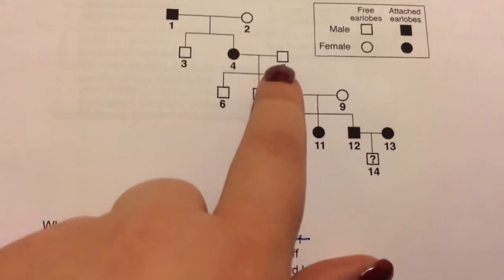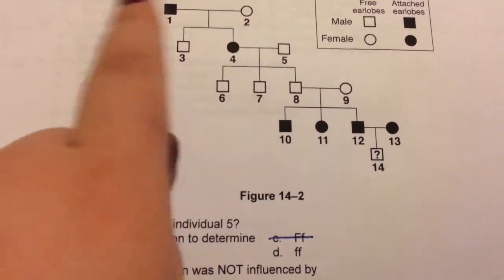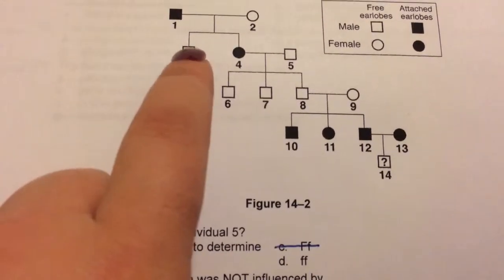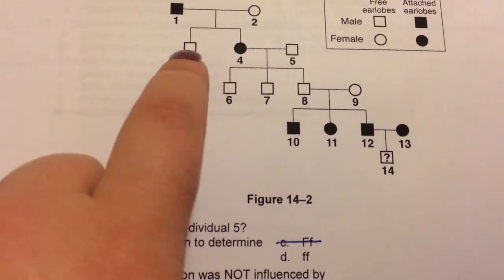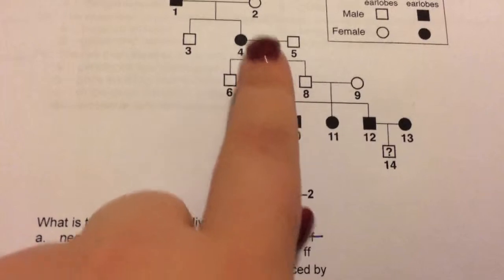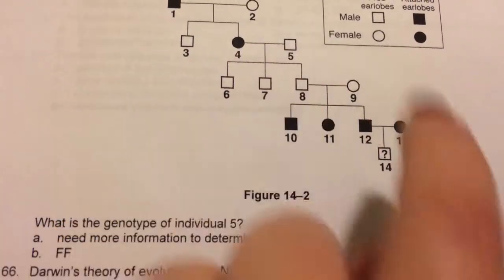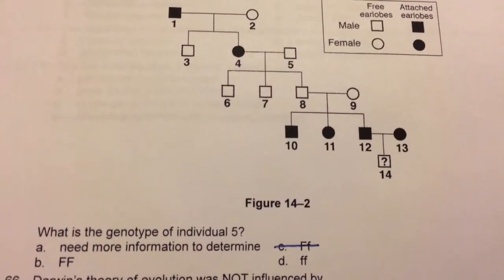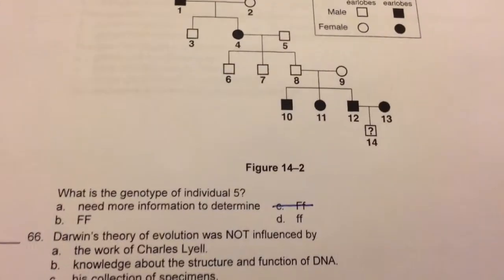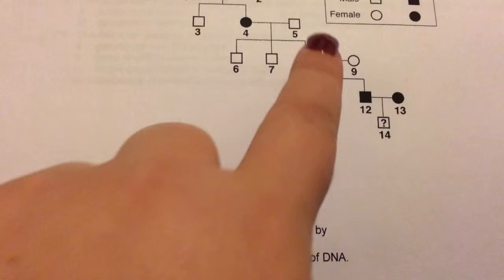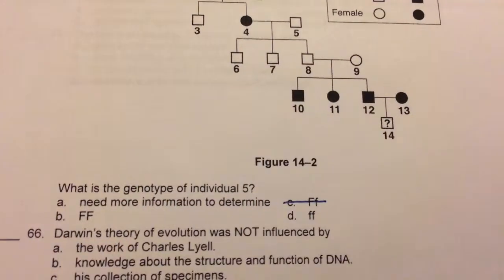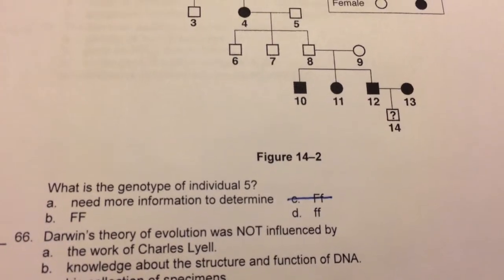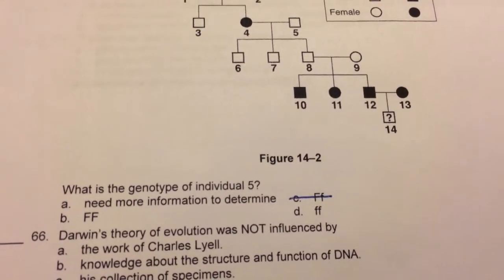So number 5 here. So we have 1 and 2, and they have their parents, and they have 3 and 4. And then 4 gets married and has 6, 7, and 8 with 5. And they want to know what the genotype is of person 5 here. Do we need more information? Is it capital F, or small f?